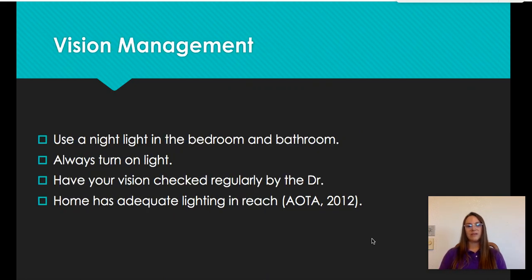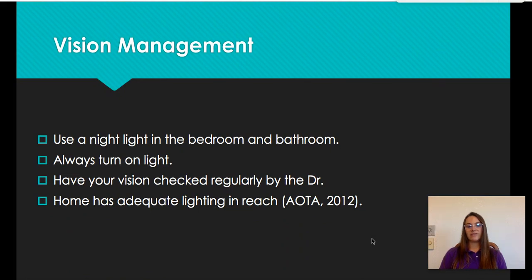Another important factor to consider is vision management. So when walking, use a nightlight in the bedroom and the bathroom. So if you get up in the dark, you at all times have light and you're able to see. If you are in the dark, make sure you always turn on the light before maneuvering through the dark.